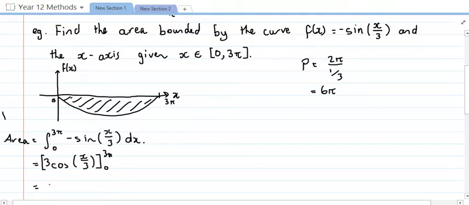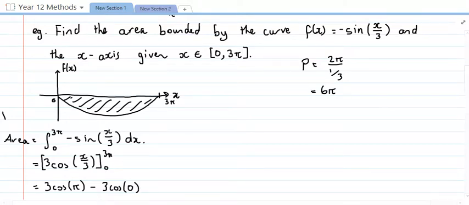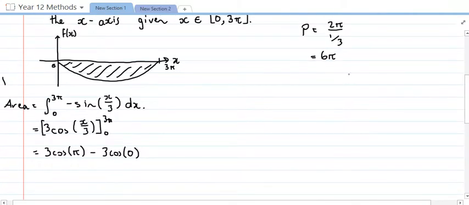The next thing is to sub in the terminals. So I've got 3 cos; if I sub 3 pi in here, I get 3 pi on 3, which is just pi, minus 3 cos of, and subbing 0, I get 0. Then 3 times cos of pi is negative 1, so it's 3 times negative 1, minus 3 times 1, since cos of 0 is just 1, which gives the answer of negative 6.